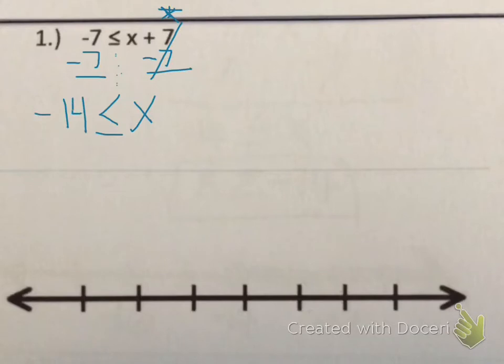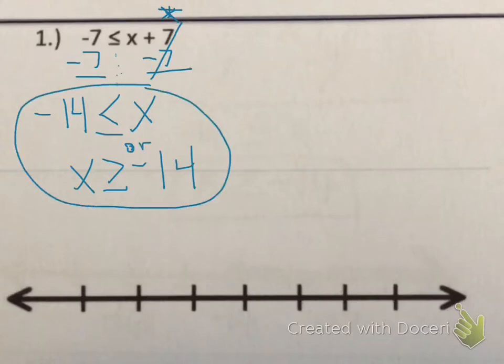Now if you would like to rewrite that so your variable's on the left, you can. You could read that backwards. x is greater than or equal to -14. Either way to write that is totally fine. Some people like to rewrite their inequality or equation in the very beginning with their variable on the left.